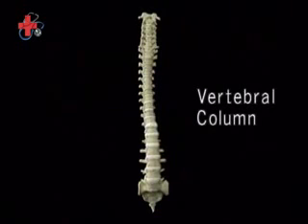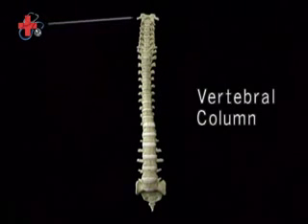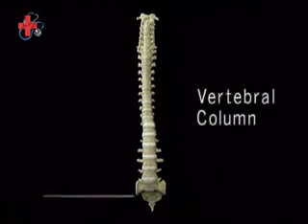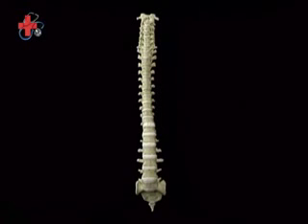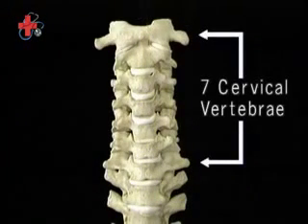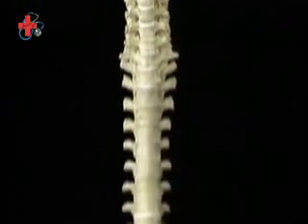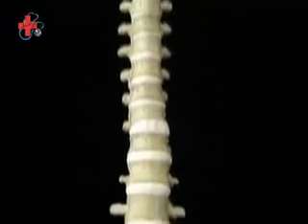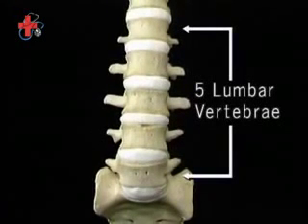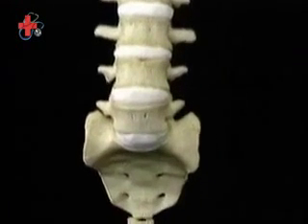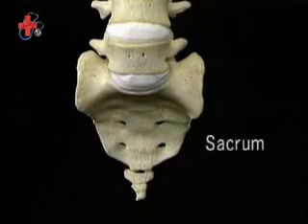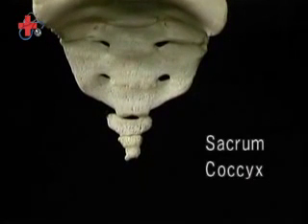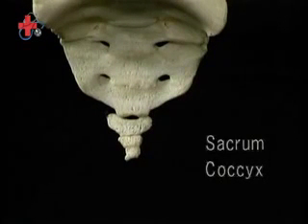Here's the vertebral column. It consists of 24 separate vertebrae, the sacrum, and the coccyx. There are 7 cervical vertebrae, 12 thoracic vertebrae, and 5 lumbar vertebrae. The sacrum consists of 5 vertebral segments fused together. The coccyx, or vestigial tail, consists of 3 or 4 tiny segments.